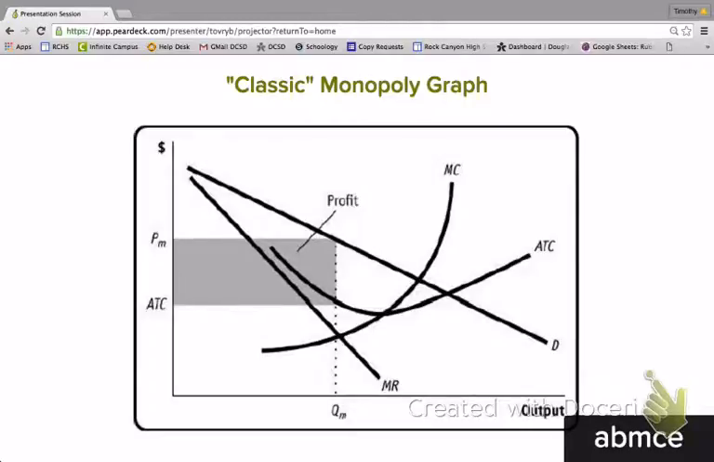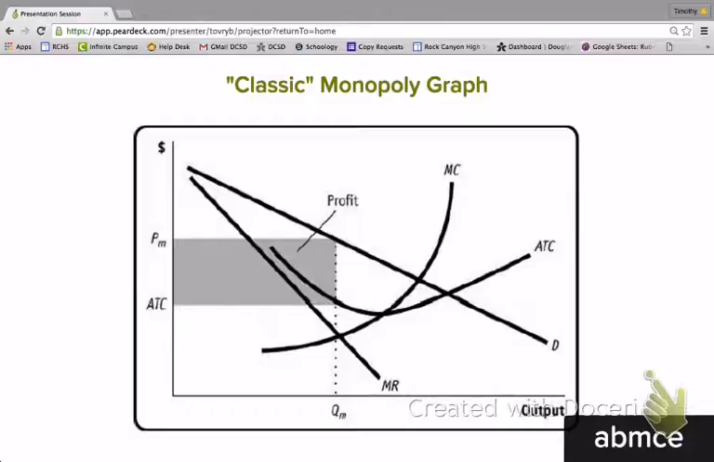This is one of the key graphs in microeconomics, and you have to be able to generate it and to interpret it for the AP microeconomics exam. Many times, question number 1 on the free response section asks you to draw this graph with all of the curves, label all of the curves, show economic profit and loss for the monopoly, and label all the axes.